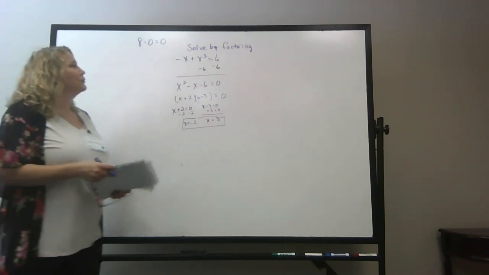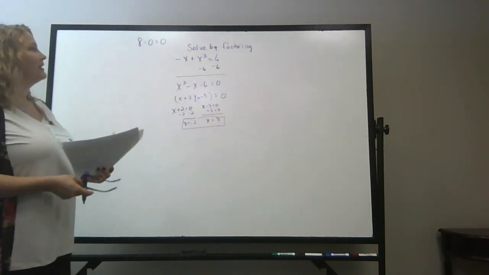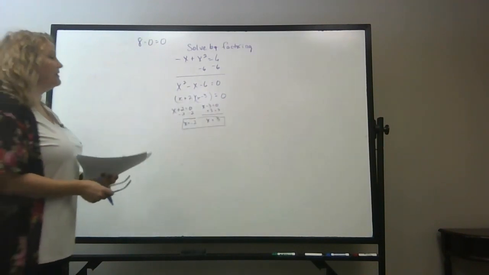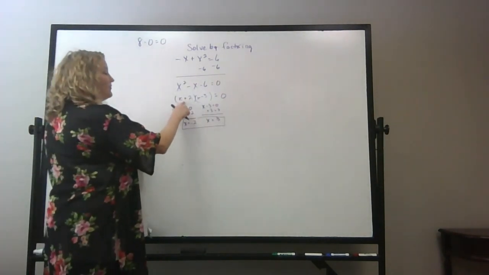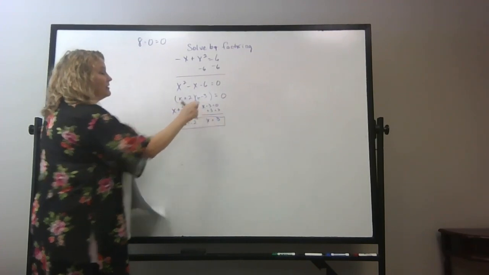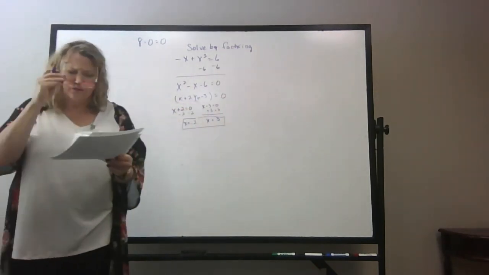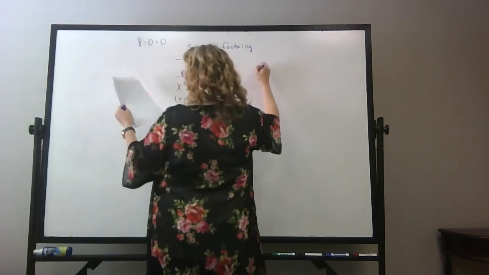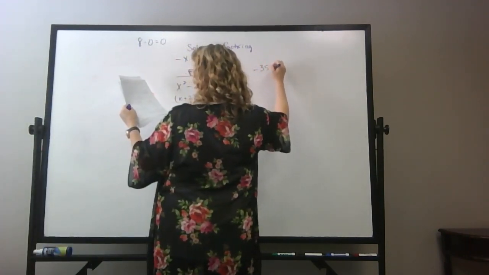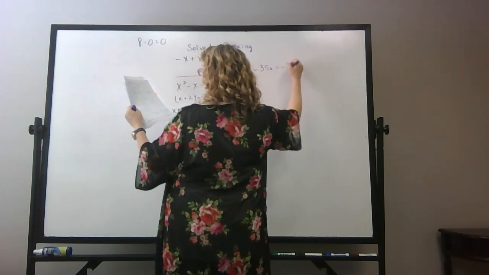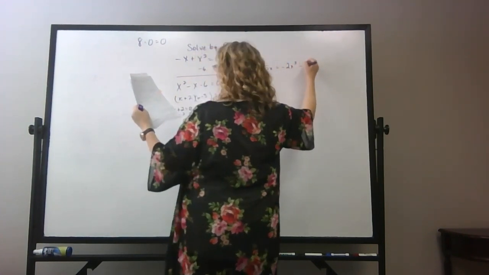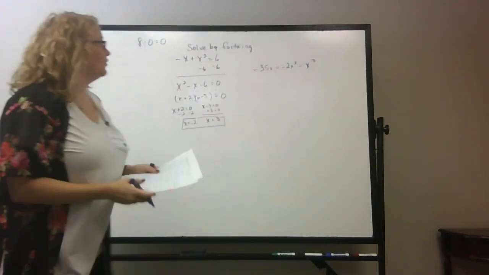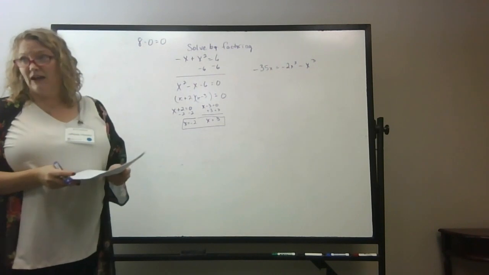All right, so when we're told to solve by factoring, I set the whole thing equal to 0. I factor it, and then the thing you cannot forget is I have to solve this for 0 and solve that for 0. Okay, if you have negative 35x equals negative 2x squared minus x cubed, okay? And we're told, all right, solve this by factoring.